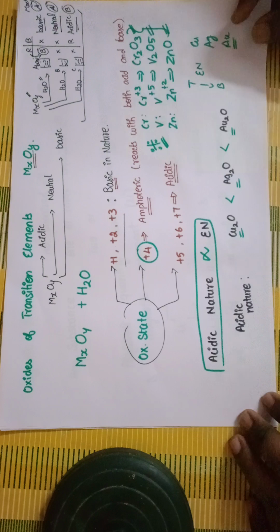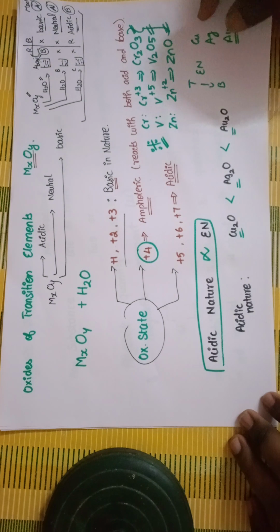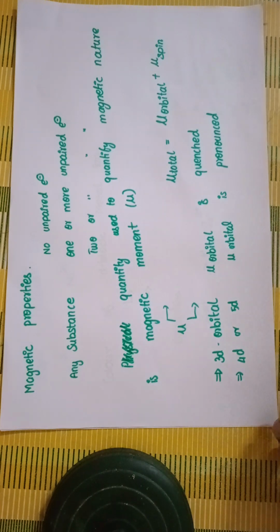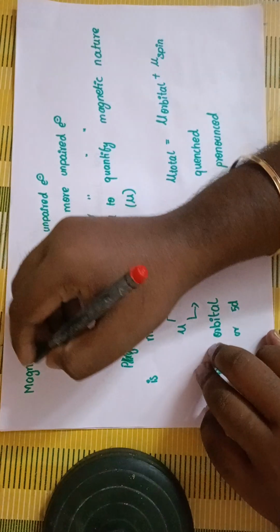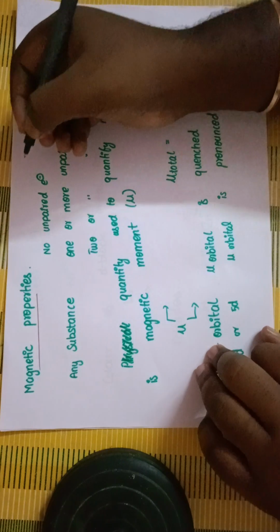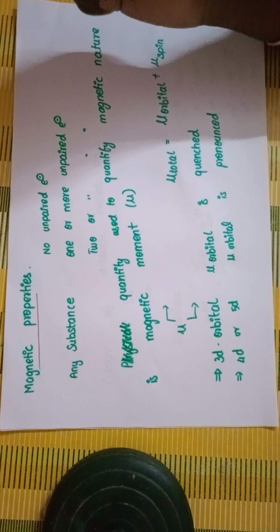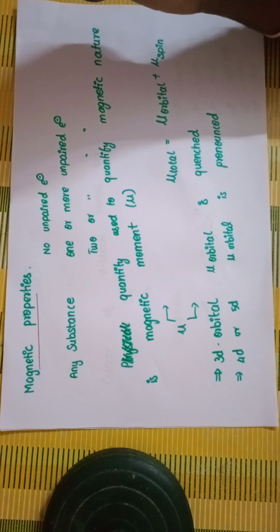So this is about oxides of transition elements. Our next discussion is about magnetic properties. Very important one. Magnetic properties: how substances react with a magnet.